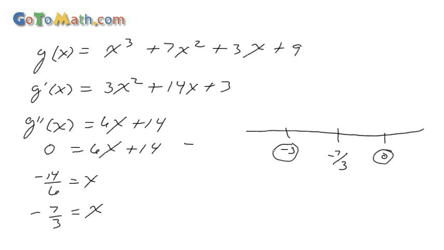We want to take negative 3, plug it into the second derivative, and see if we get positive or negative. That's what we want to do. And let me just write this down. G double prime of negative 3, that's what we're plugging in. And then we'll plug in G double prime of 0. Right, so plug negative 3 in, you get negative 4.